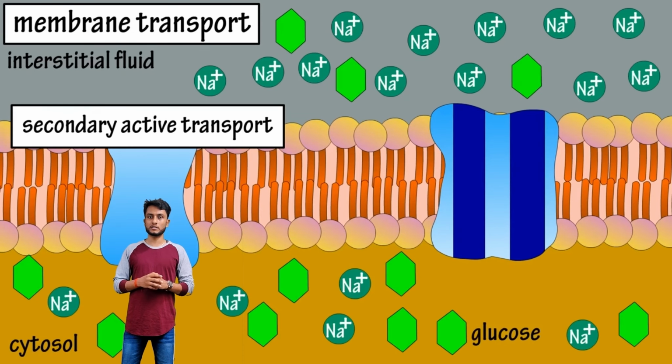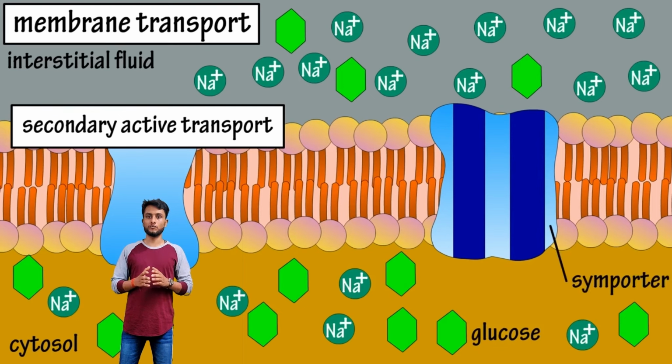Here sodium ion concentration is higher outside the cell and lower inside the cell. It is a symport protein which creates energy by the movement of sodium ion from higher concentration towards the lower concentration for the movement of glucose molecule from lower concentration to higher concentration.